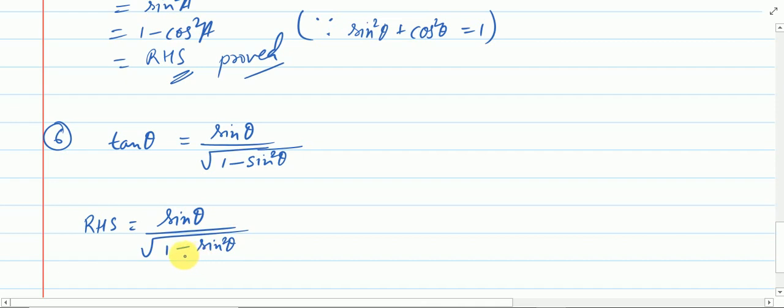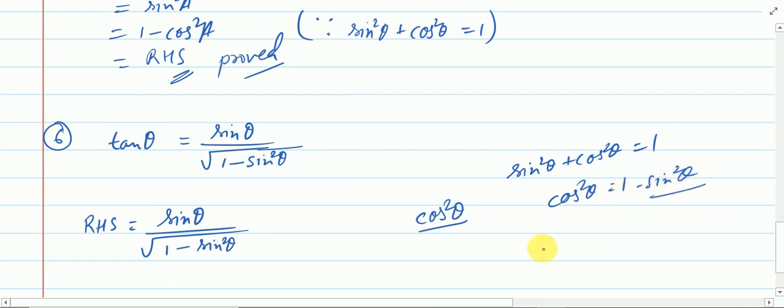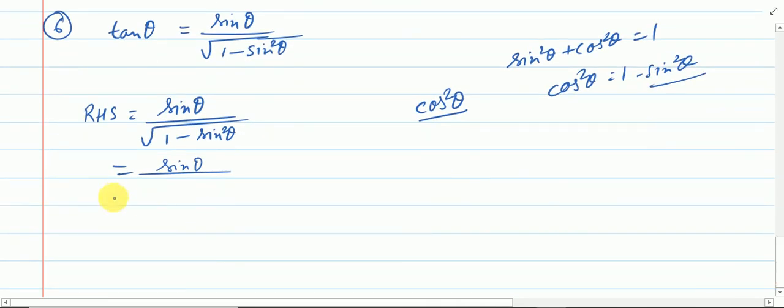Okay, so 1 minus sin square theta can be written as what? It can be written as cos square theta. The reason is that we have one identity, sin square theta plus cos square theta, that is 1. So from this identity we are able to get that cos square theta is 1 minus sin square theta. Yes or no? So here under the root, in the next step, instead of having 1 minus sin square theta, I can have cos square theta.